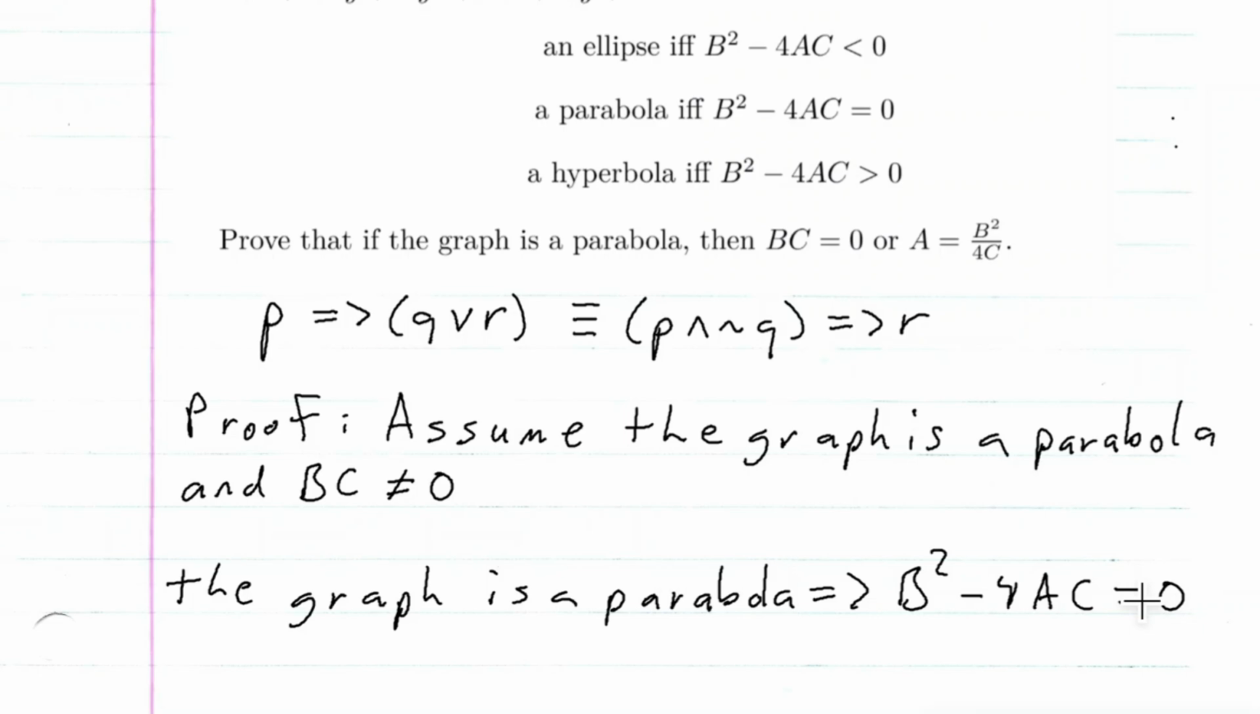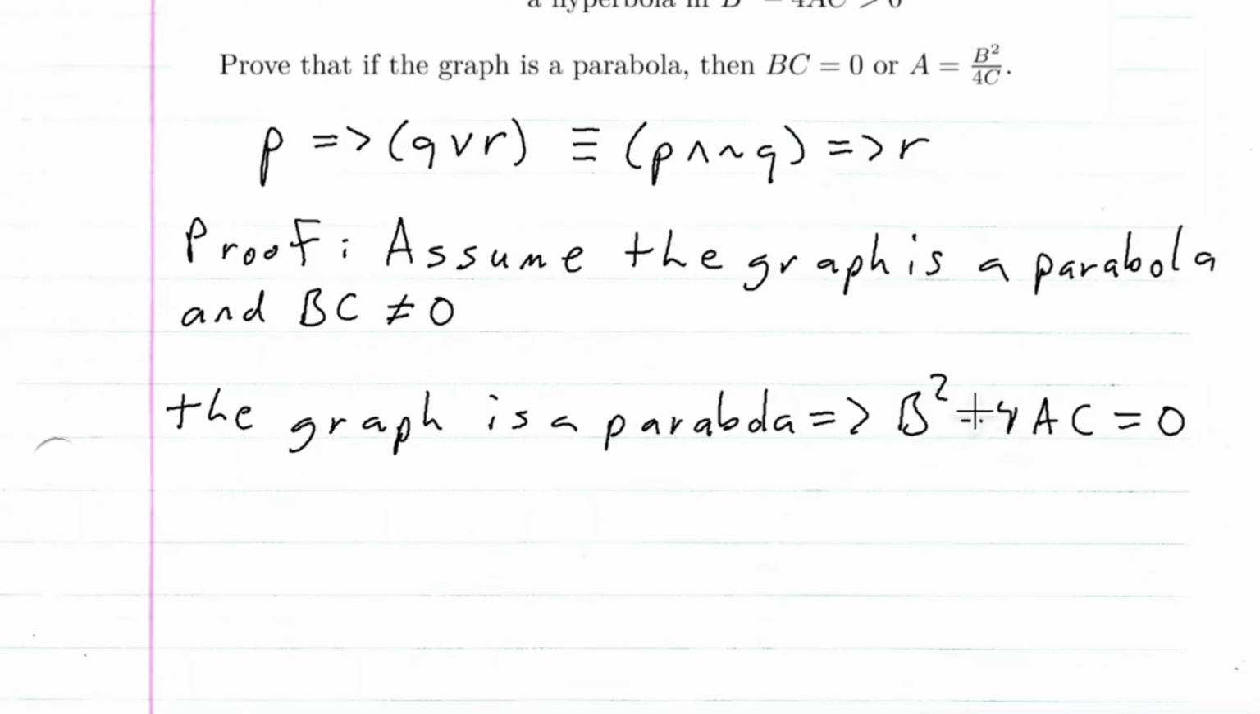All right, so of course we can add 4AC to both sides. So if we add 4AC to both sides, this means that B squared is equal to 4AC, right? Let me fix this a little bit. Okay, so now we are really close to what we want. All we need to do is isolate A, and then we get our P and not Q implies R, this being our R: A equals B squared over 4C.